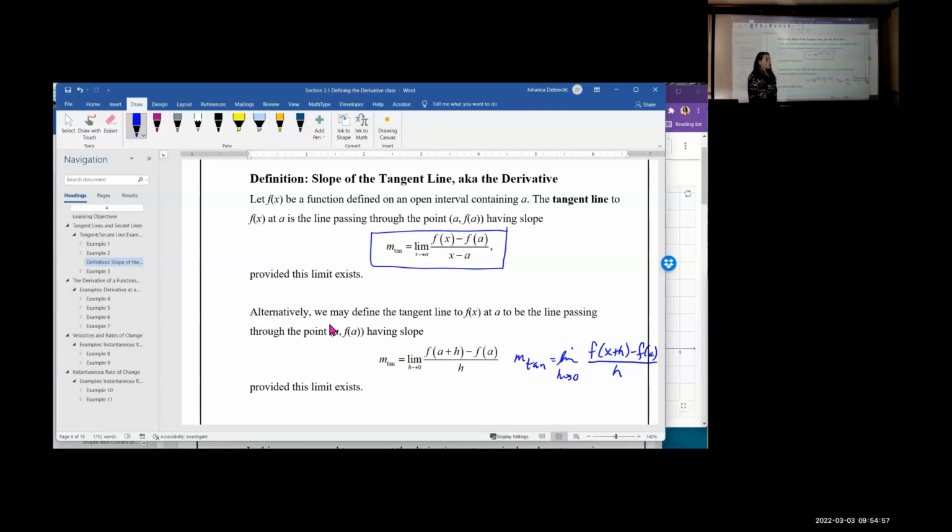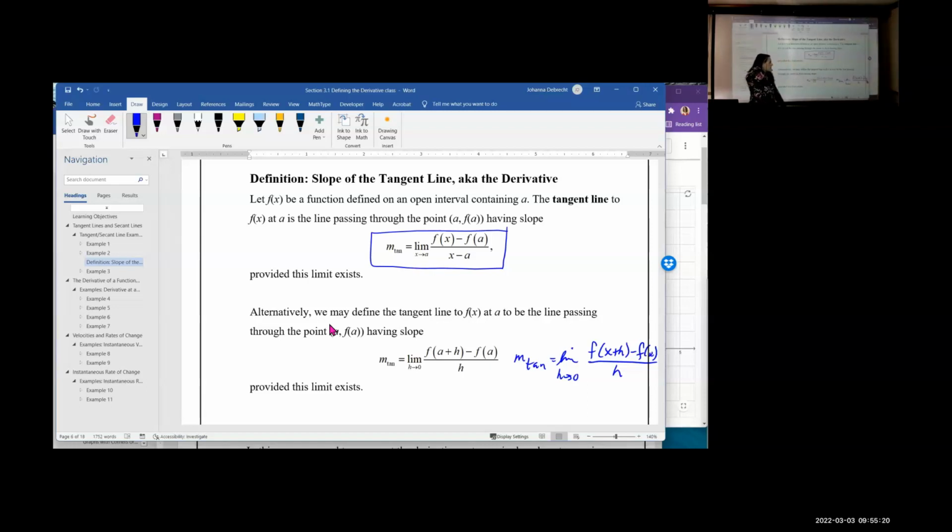This is the slope of the tangent line, not the slope of the secant line. When you take the limit as x approaches a of the difference quotient, or as h goes to 0, as they get closer and closer together, then the secant line becomes the tangent line. So you're getting the slope of that tangent line. And that's what we're talking about.